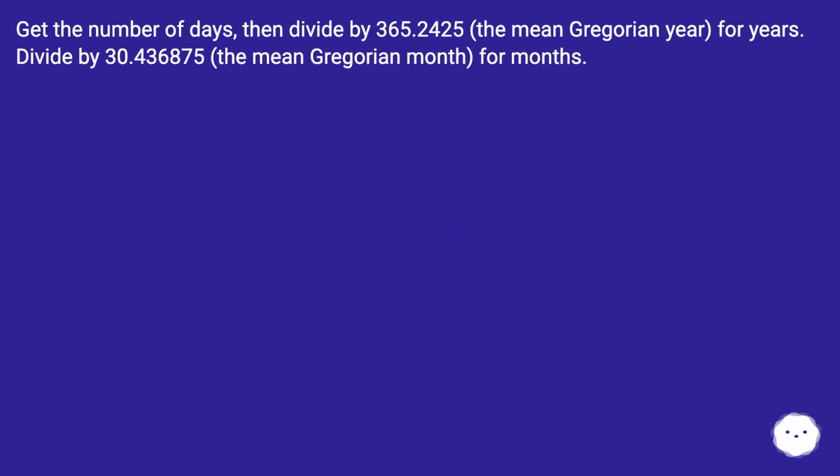Get the number of days, then divide by 365.2425, the mean Gregorian year, for years. Divide by 30.436875, the mean Gregorian month, for months.